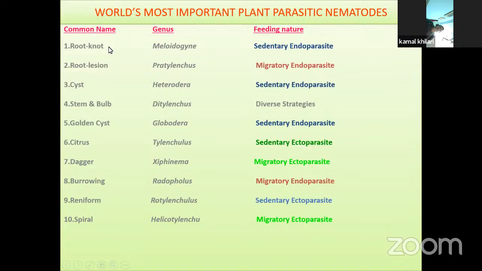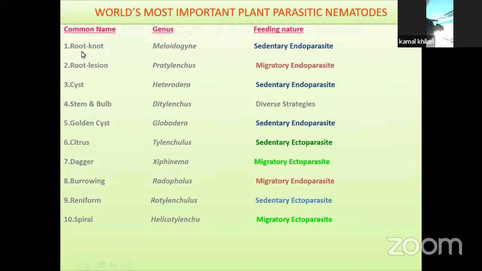One is the root knot nematode. This is a very important nematode. Out of all the nematodes, this is the most important nematode. It causes damage in a very wide range of hosts. They may cause damage in vegetables, in fruit plants, in pulse crops, and in cereal crops. So it damages a number of crops, and because it is very damaging to vegetable crops, we also call it the vegetable nematode.